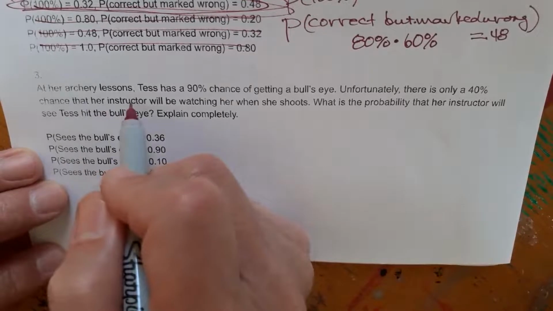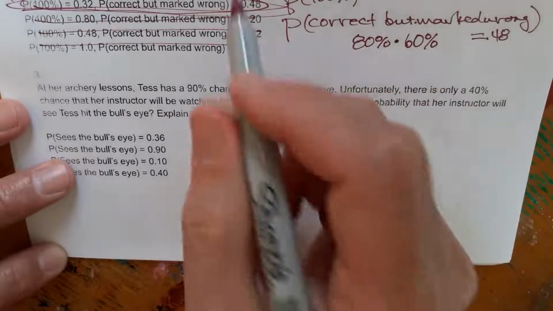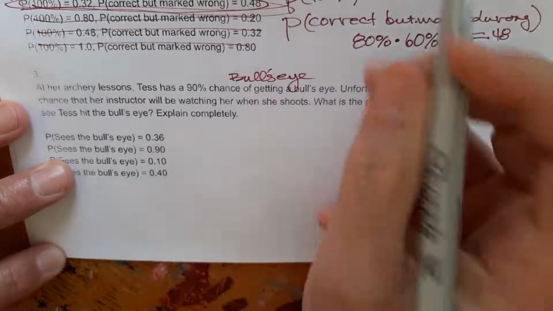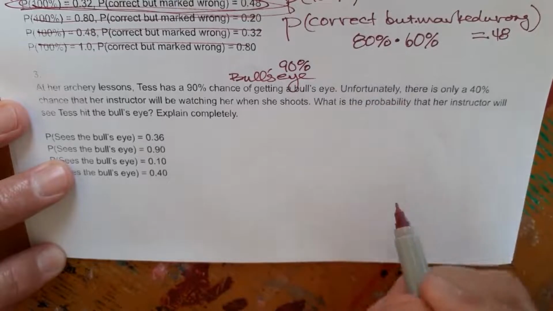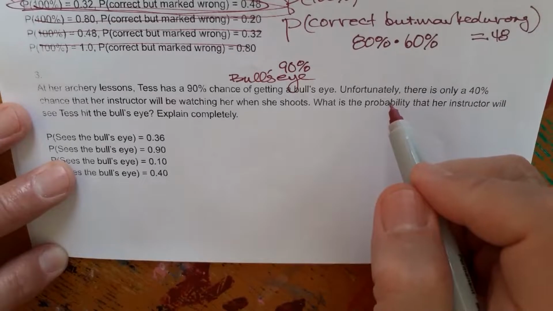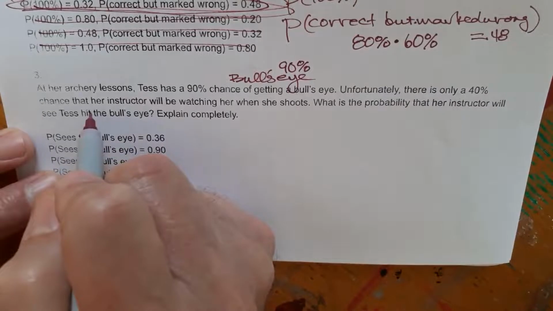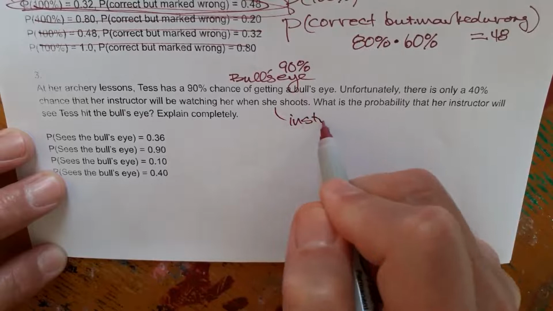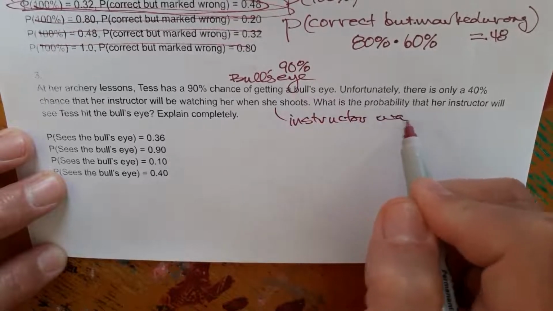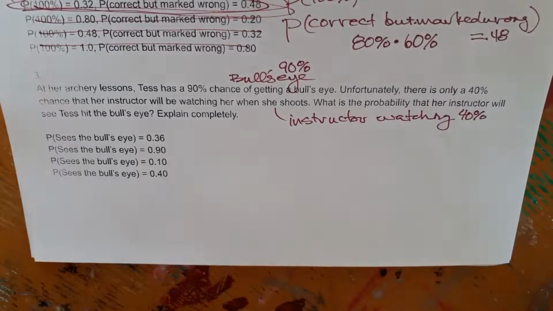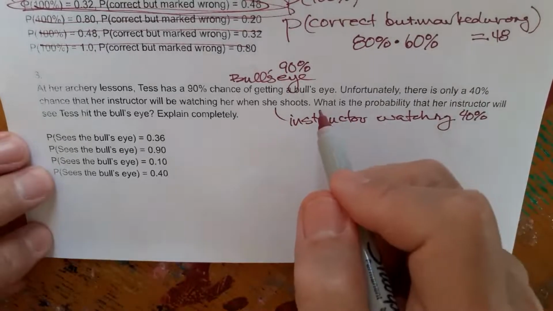All right, at her archery lesson, Tess has a 90% chance of hitting a bullseye. So, bullseye. That's right in the middle, right? I think that's what a bullseye is, 90% chance. Unfortunately, there's only a 40% chance that her instructor will be watching when she shoots. Instructor watching, 40%. And you'll rewrite these, you guys. You'll see me rewrite them because there's a lot of information here. It's a lot for your brain to process. At least it is for mine.